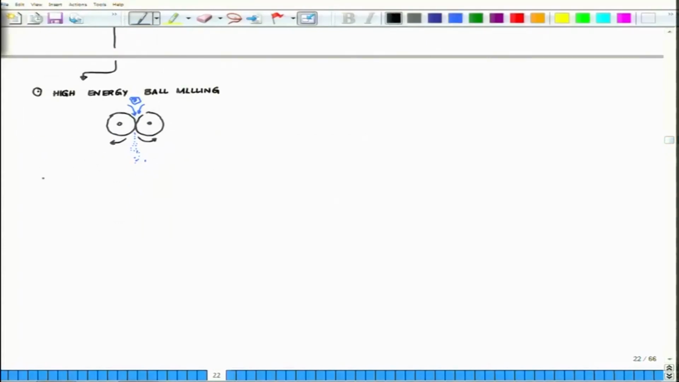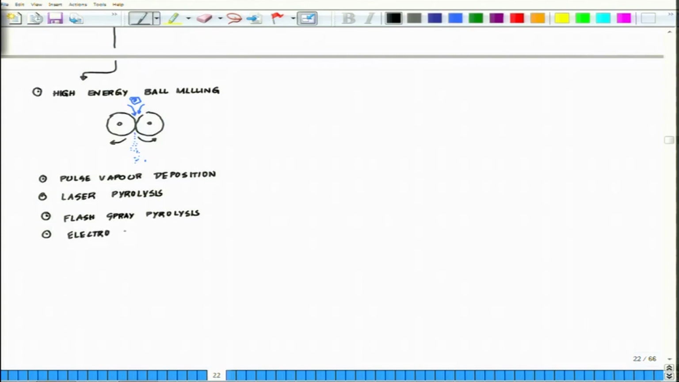Next in the line is pulse vapor deposition. We'll talk later about the detail of this technique. The one point you will realize in most of these physical techniques is they are pretty cost intensive techniques. The third one is laser pyrolysis. You're pyrolyzing something using laser energy. Then you have flash spray pyrolysis, followed by electrospraying, then you have melt mixing.